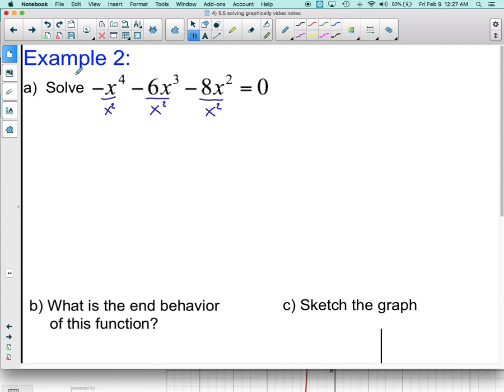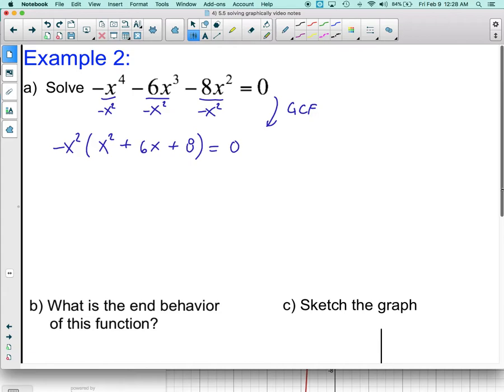Now the other thing I noticed is that the first term is negative. Because that first term is negative, I'm going to take a negative out of everything. It doesn't matter that everything else is also negative. That is true, but that doesn't matter. What matters here is that the first term is negative, so take out a negative. So I got negative x squared, and that gives me positive x squared, then positive 6x, and then positive 8. And that's still equal to 0. So there we did some GCF factoring.